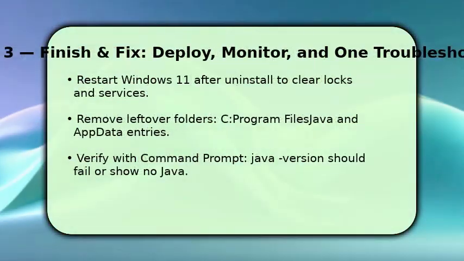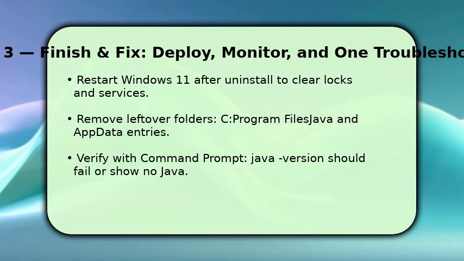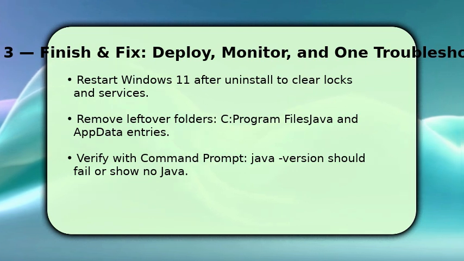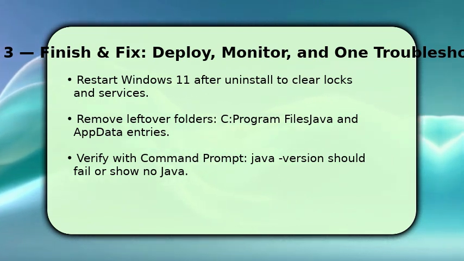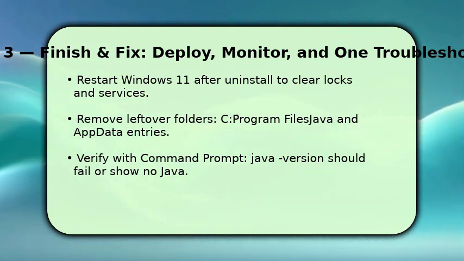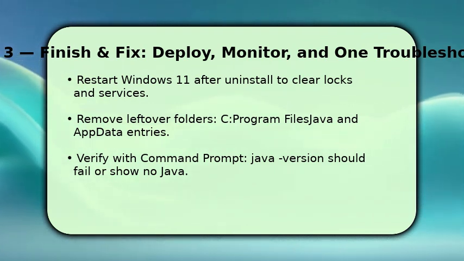After reboot, check and delete leftover folders such as C:\Program Files\Java and any Java folders under %appdata% or %localappdata%. Then verify removal. Open command prompt and run java -version. If it fails or reports no Java, you're done. If Java still appears, run the Microsoft program install.